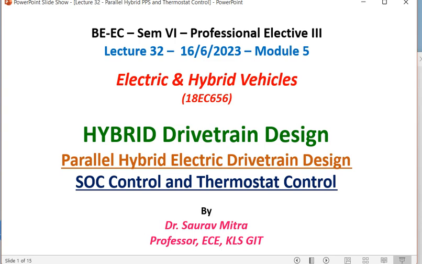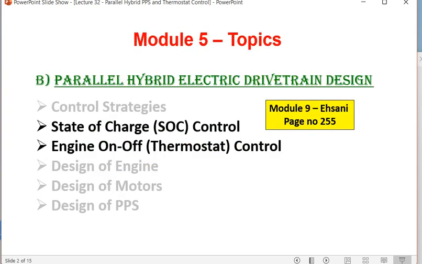We are in module 5 of Professional Elective 3, Electric and Hybrid Vehicles. We are in the last topic, that is hybrid drivetrain design. In that we are seeing the parallel hybrid electric drivetrain design. And the two topics that we are going to see today are the control strategies for the parallel hybrid electric drivetrain design.